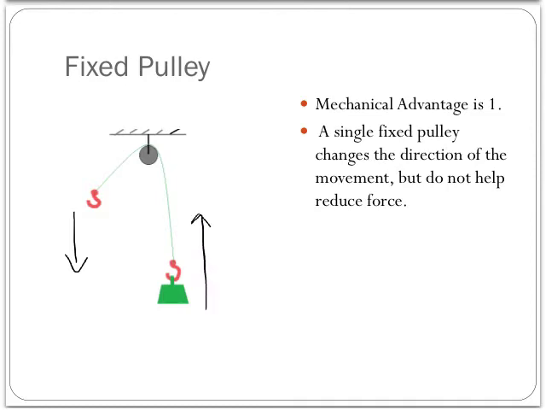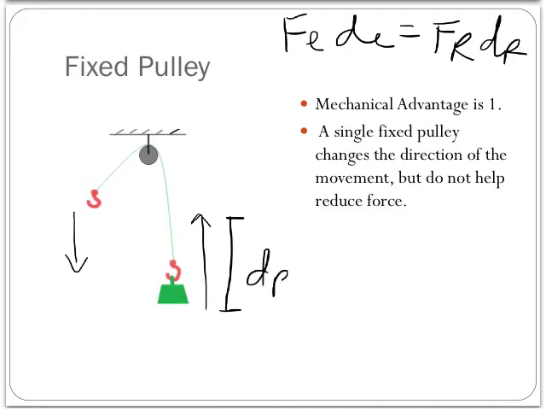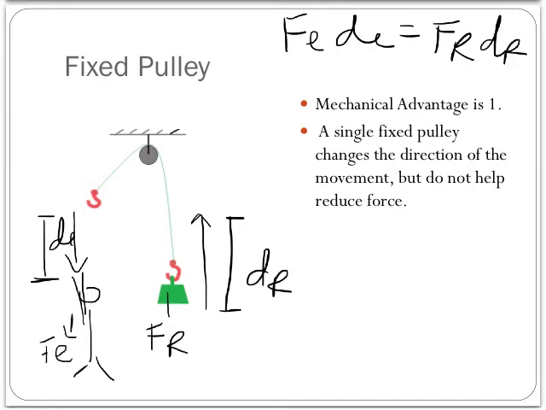Alright? Now, this will have all of the same things that we've seen before. So there's an FE, a DE, an FR, and a DR. The distance it goes up is your DR. The weight of the object is your FR. And then the distance it goes down is your DE. And if you think about a person sitting here pulling this, they're going to apply the FE. Okay?